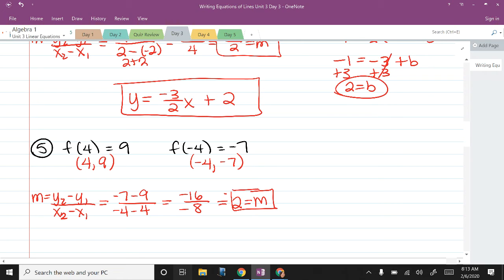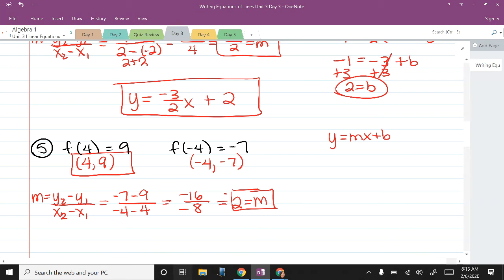Now we got to get B, right? How do we get B? You're going to use y equals mx plus b. Which point do y'all want to use? 4 or 9? All right. I like 4 and 9 too. It's all positives, right? If I have a choice, I'm going to pick one that's all positive or whichever one has smaller numbers if that's the case.